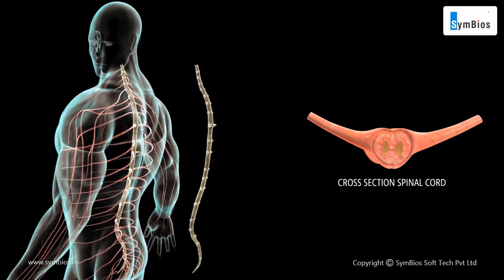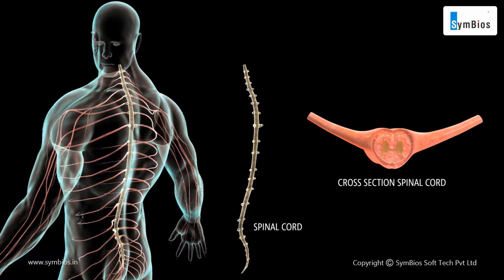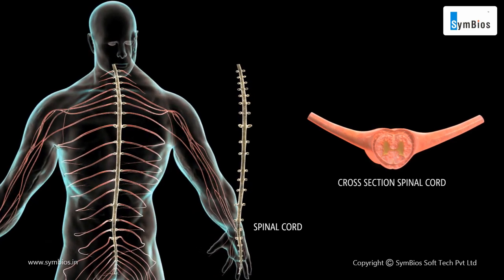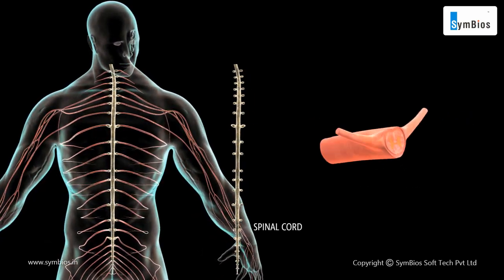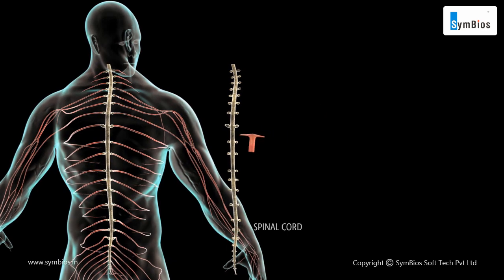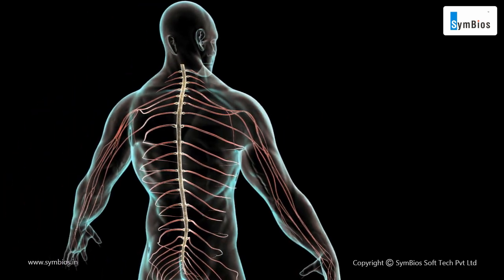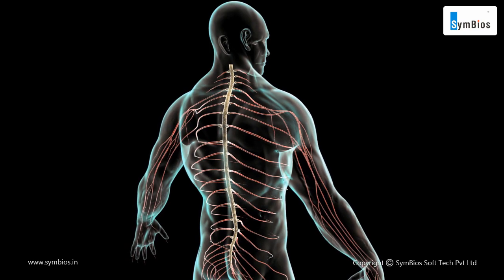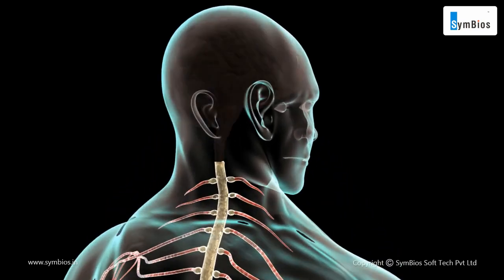Spinal cord is a long, thin, tubular bundle of nerves connecting the brain and the peripheral nervous system. Spinal cord facilitates the transmission of sensory and motor nerve impulses to and from the brain.